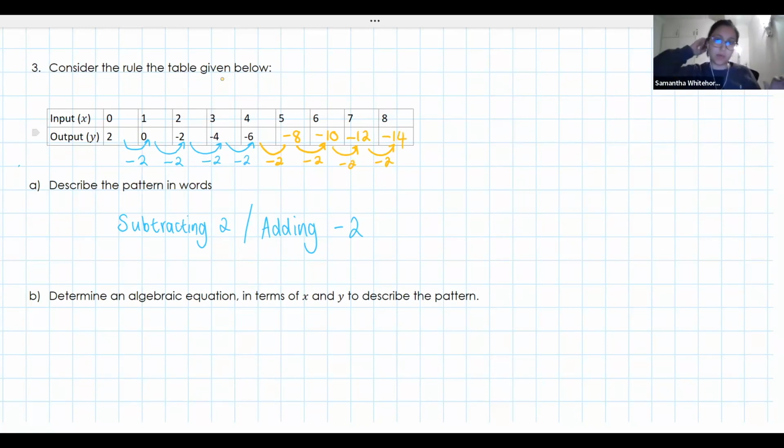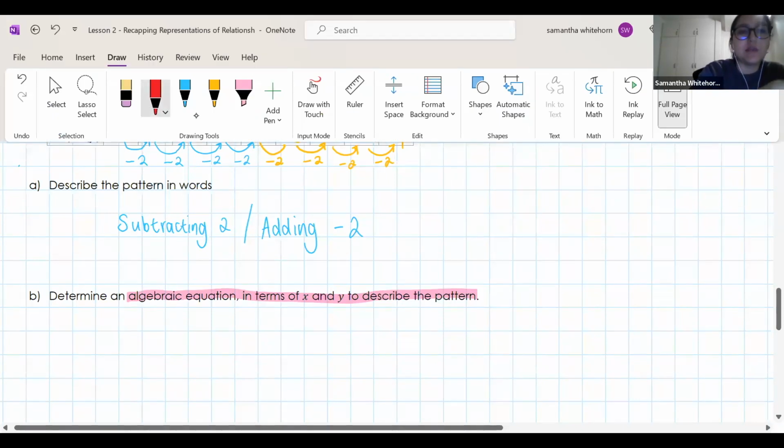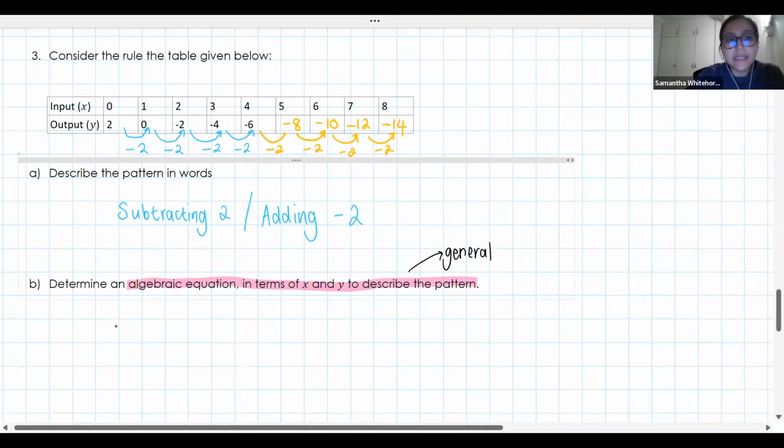Okay, now that's all well and good, but what happens if I say to you, I want the 48th term? You don't want to have to sit there and write out -2 all the way until 48. That's time consuming and it takes too long. We don't want to do that. So that is why we often ask you the second question, which is giving us an algebraic equation. Remember, another way of phrasing this is for me to ask you to give us the general rule. And this is where we want to write a rule in terms of X and Y in order to describe this pattern.